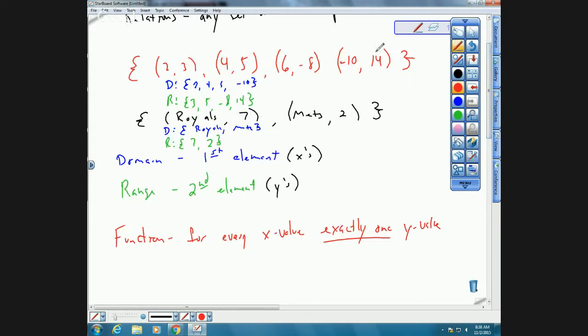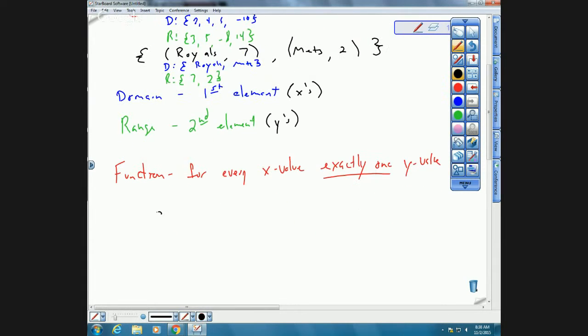If I go back to this red one, the very first one, I asked you what number 2 goes with, you would say 3. If I asked you what number 4 goes with, you would say 5. If I asked you what number 6 goes with, you'd say -8. If I asked you what number -10 goes with, you'd say 14. So every single one of those X values goes with only one Y value. So that one is a function.